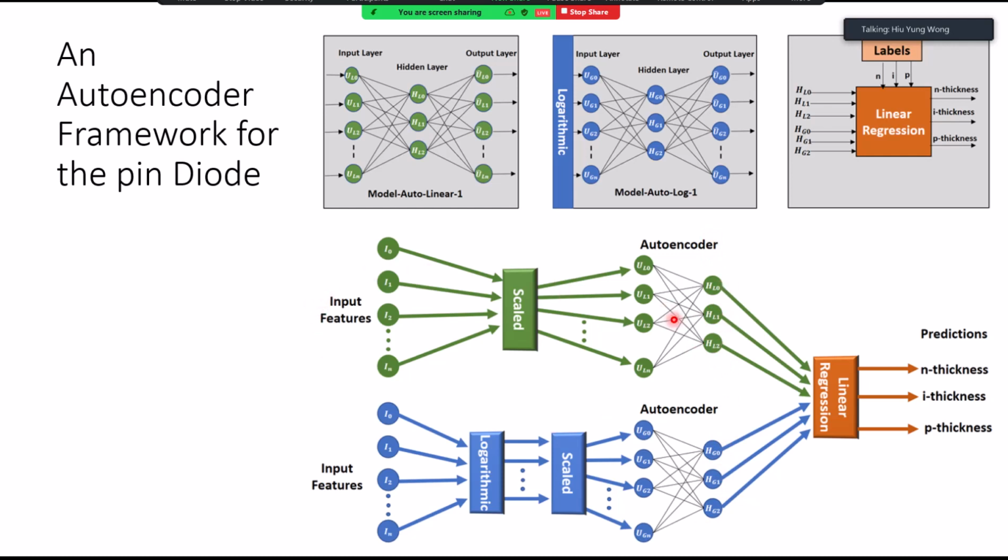We only have 6 hidden variables, because we compress each curve to 3 of them. One is just a linear scale, another is log scale. Then we do a linear regression against the thickness, because for each curve we know what the N, I, and P thicknesses are. After we build this model, then next time if we have experimental data, we put in the IV curve, and it should be able to tell me the thickness of the device.